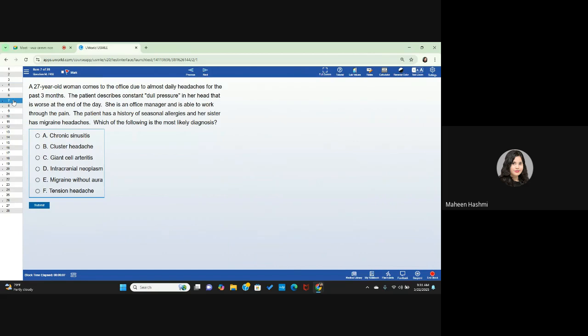Okay. Next question. A 27-year-old woman comes to the office due to almost daily headaches for the past 3 months. The patient describes constant dull pressure in her head that is worse at the end of the day.